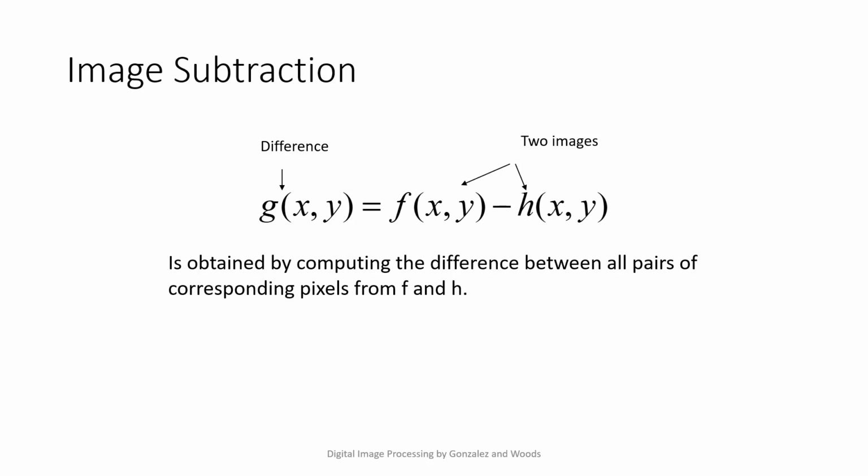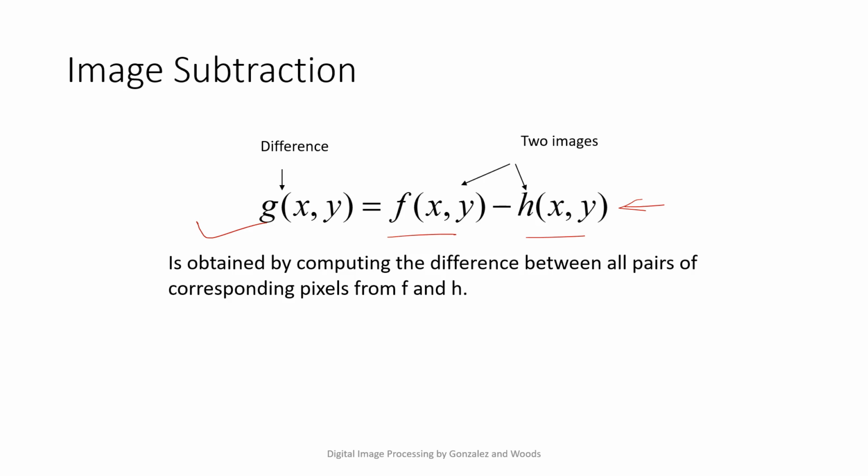Okay, so image subtraction can be done using this expression. So what is f of xy? f of xy is the original image. h of xy is another image. So we can just subtract and we'll get a new image that is called a difference image. We will see the application of this. What should be the condition? Provided f and h should have the same size.